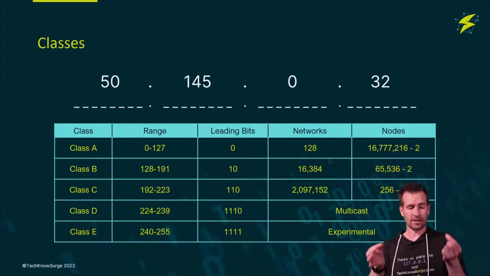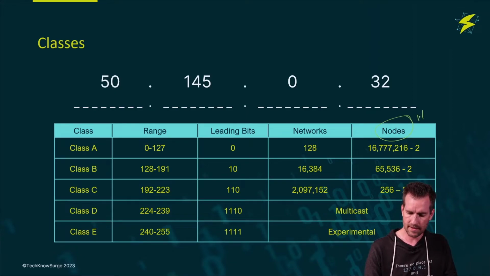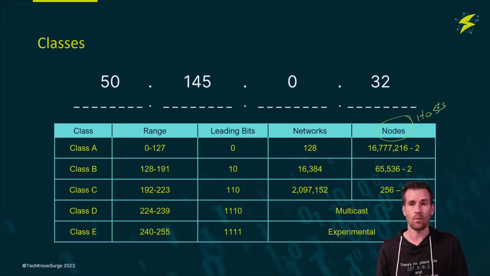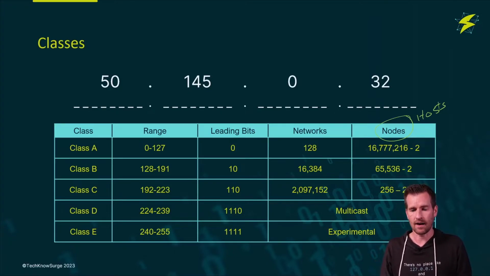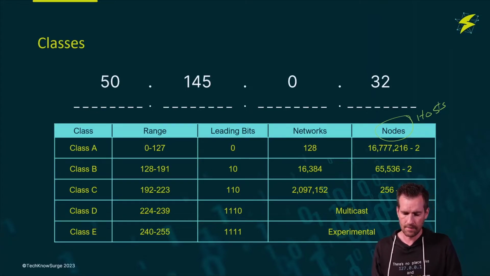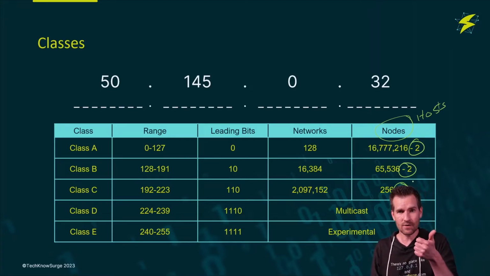I'm going to do a little bit of a callback to one of my prior videos where we talked about the nodes, or you could also say hosts, of this network. So that is how many usable addresses there are. If I were to say that this is how many usable addresses there are, then I have to subtract two. The reason why I have to subtract two is because I have the network address and the broadcast address. So that's why we subtracted two from the usable range there.